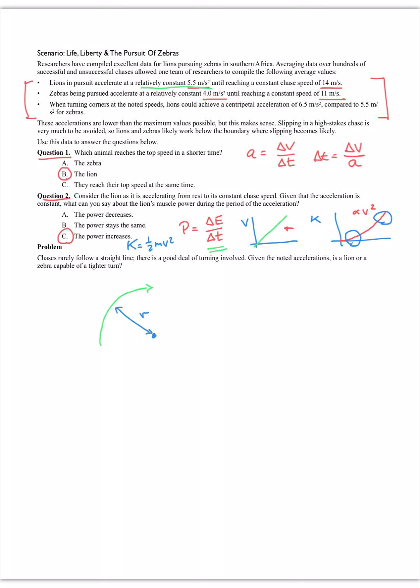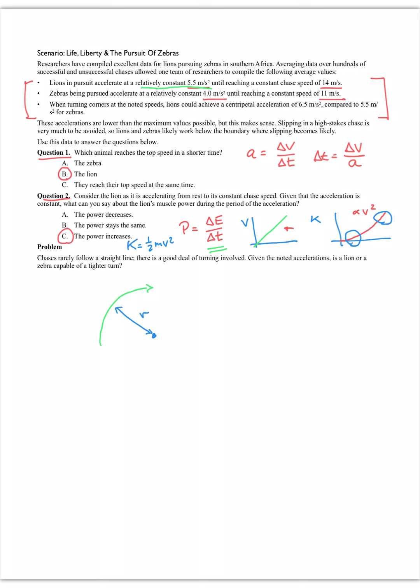If I take this relationship and solve it for r, it says the radius of the turn is equal to v squared divided by a. Well, v is their cruising speed, and lions are cruising at 14 meters per second. Zebras are cruising at 11 meters per second. And then when they're going in circular arcs, lions have an acceleration of 6.5 meters per second squared. Zebras have an acceleration of 5.5 meters per second squared. If we work out those numbers, what is the radius of the turn? For a lion, I get a 30-meter turn. For a zebra, I get a 22-meter turn.